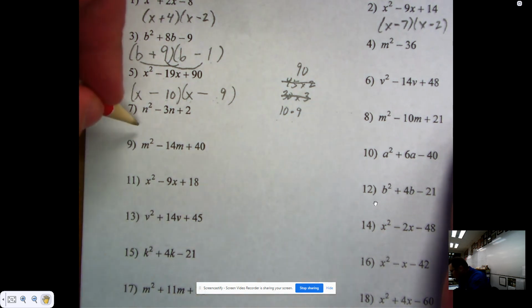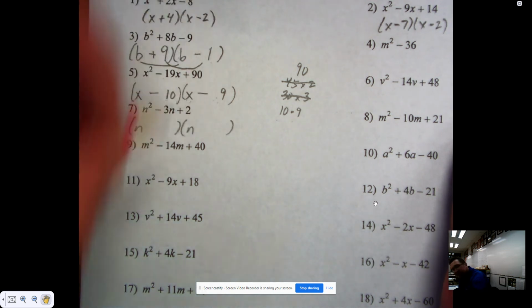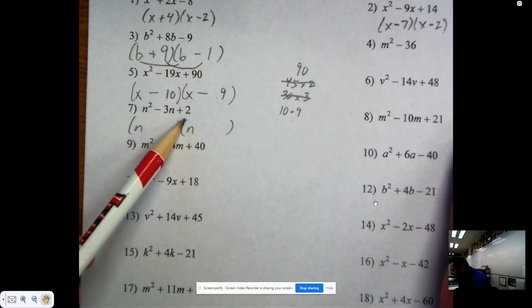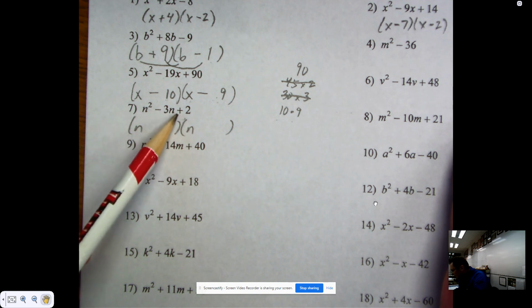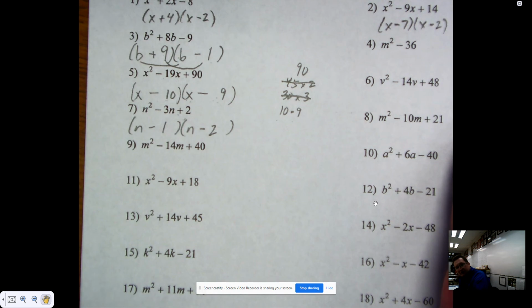Okay, let's do this one. It's very similar. We need two numbers that multiply to 2 and add to 3. Add because of this plus sign. And so those numbers, of course, are 1 and 2.